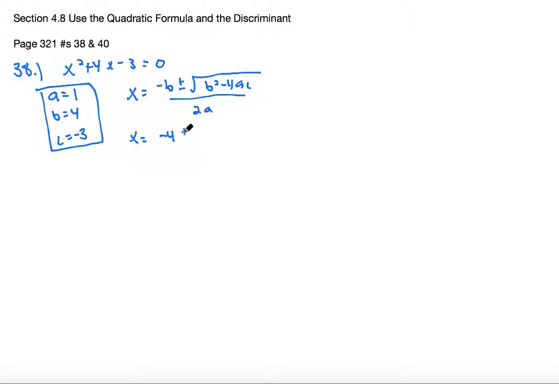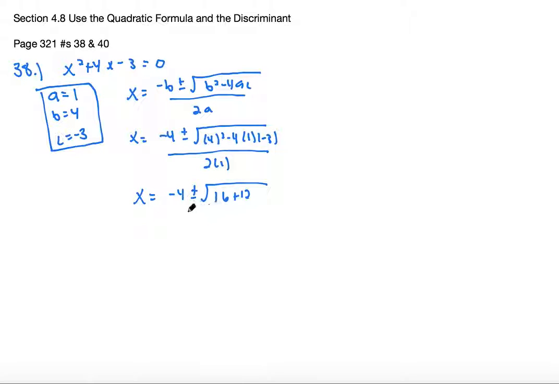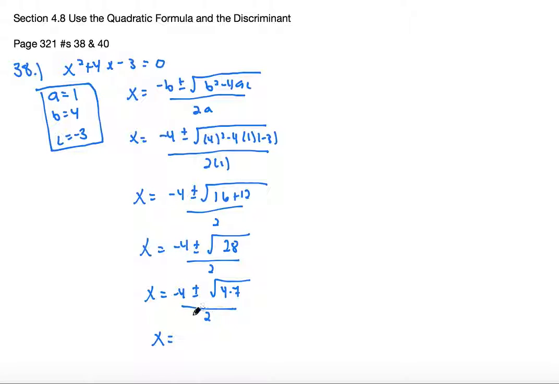So negative 4 plus or minus the square root of negative 4 squared, minus 4 times 1 times negative 3, all over 2 times 1. So we have x equals negative 4 plus or minus the square root of 16 plus 12 all over 2. And we have x equals negative 4 plus or minus the square root of 28 all over 2. So that's going to give us x equals negative 4 plus or minus the square root of 4 times 7 all over 2.